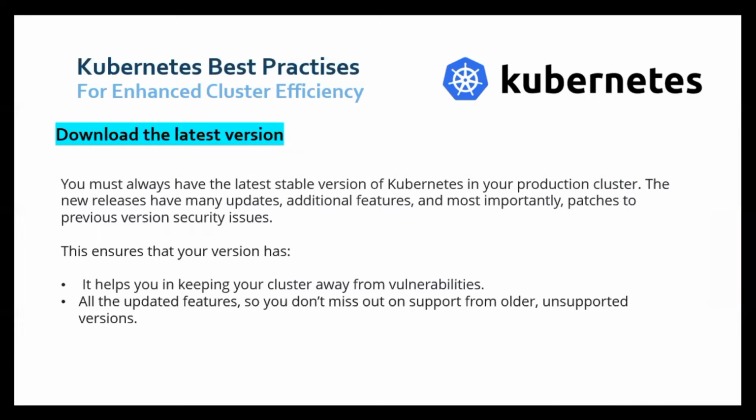You must always have the latest stable version of Kubernetes in your production cluster. The new releases have many updates, additional features, and most importantly, patches to previous version security issues. So what does the latest version ensure for you? It helps you keep your cluster away from all the vulnerabilities that might be there in the previous version and got solved in the next version. And also you get all the updated features, so you don't miss out on any support from your older or any unsupported version.